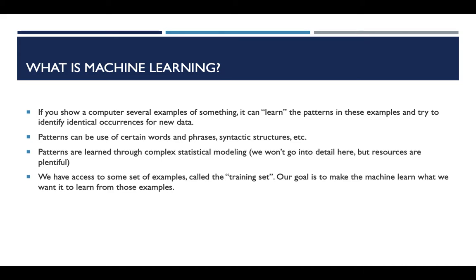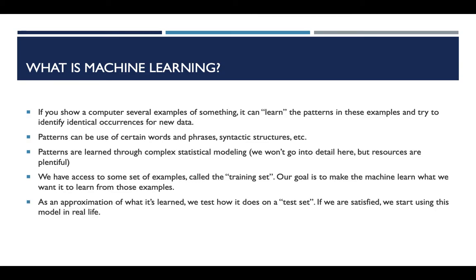So we'll have access to some set of examples, and we generally call this the training set. So these are the data points that we give to the computer, and we tell the computer, like in the spam ham filtering example, here is an email and we classify this as spam. Here's another email, we classify this one as ham. And you give it the answer for every single text, every single document. And our goal is to make the machine learn what we want it to learn from all those examples. And then to approximate what it's learned, we test how well it does on a test set.